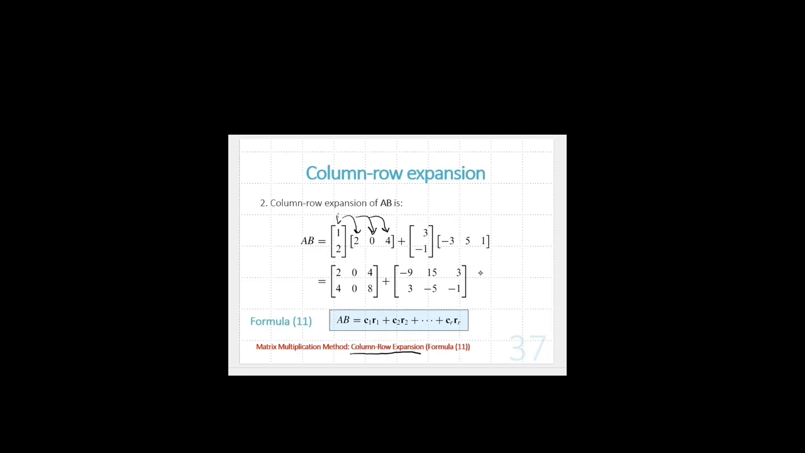You won't get those same numbers until you add both of these up together. So for column-row expansion, all we're doing is breaking down the two matrices into their columns and rows, and then adding those two resulting matrices together. So this one, you're going to get two different matrices that you're going to add together.